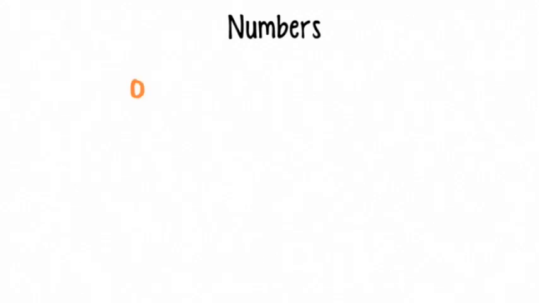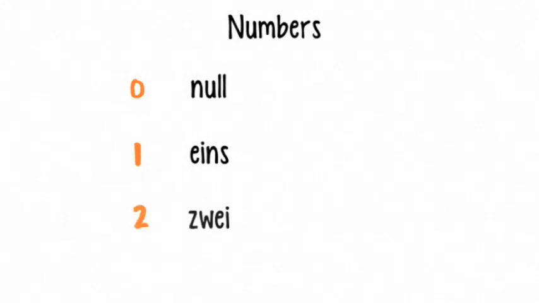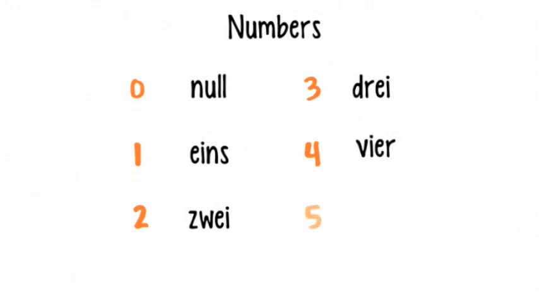Let's start with 0. In German we say null, 1, eins, 2, zwei, 3, drei, 4, vier, and 5, fünf.